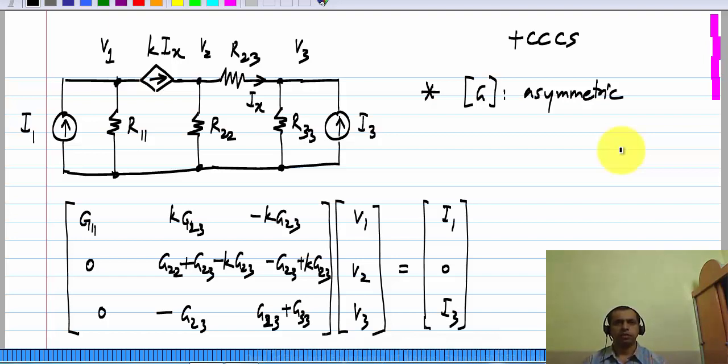Okay. Now in both of these cases, when we had a current controlled voltage source or a current controlled current source, we assume that the controlling current is flowing through a resistor. Okay. So the controlling current can be expressed in terms of the voltages across the resistor. Okay. If the controlling current were flowing through a voltage source, things would get more complicated, but we are not considering that case here. Okay.